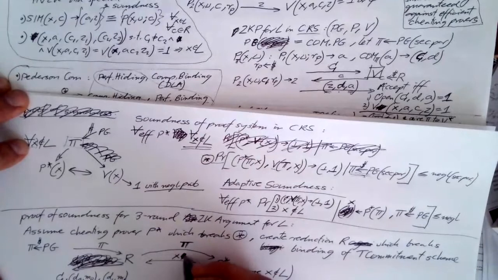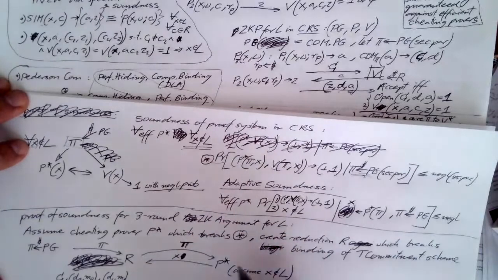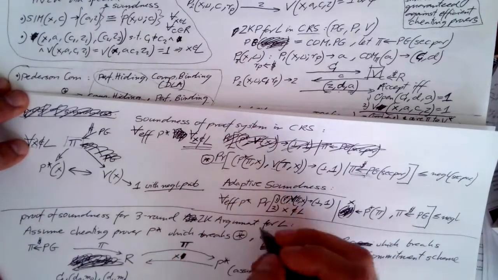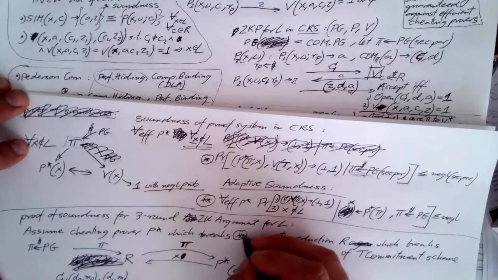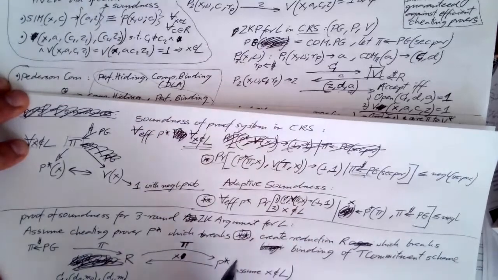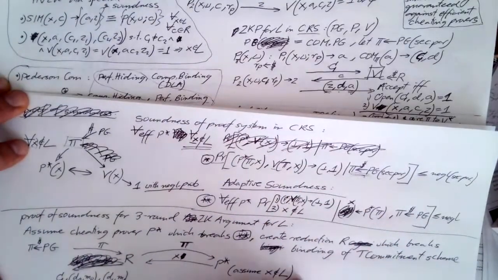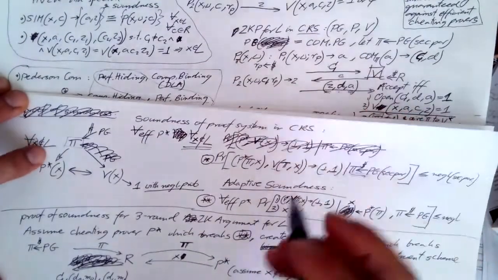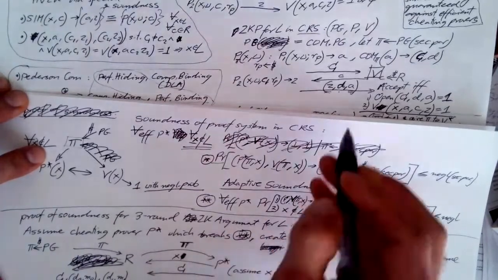Otherwise, I adaptively changed to this property. Because if it's in the language, then the break does not happen. So let's just think of this case. Then, what is happening in the proof system? Apparently he's sending some commitment.